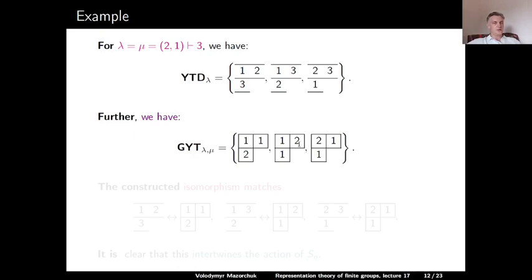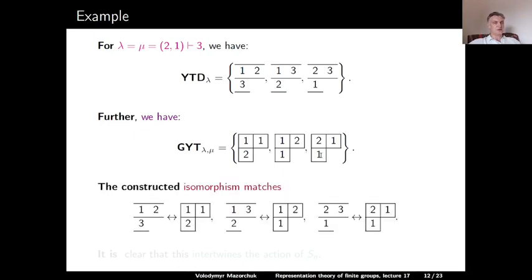So the first row is 1, 2, the second is 1, and the first row is 2, 1, and the second is 1. So the isomorphism, which is constructed on the previous slide, matches the tabloid 1, 2, and 3 with the tableau 1, 1, and 2. This is because 1 and 1 here are written in the boxes numbered by 1 and 2 in the corresponding S lambda.